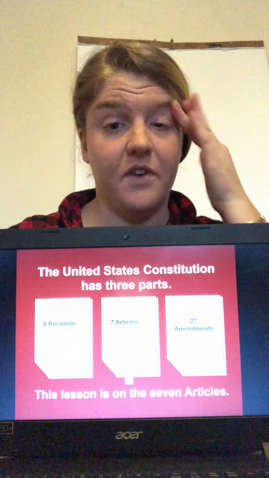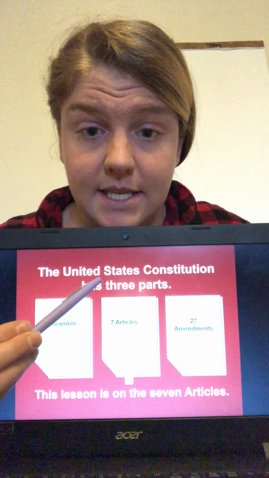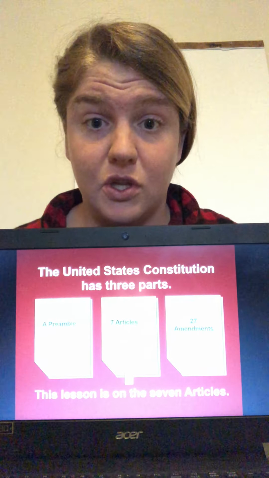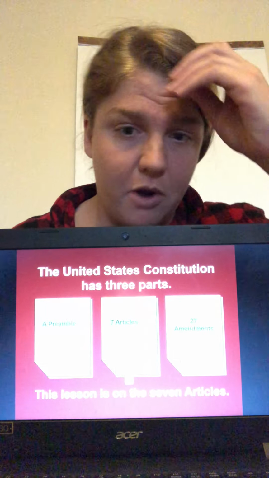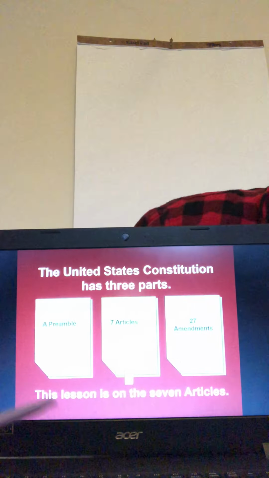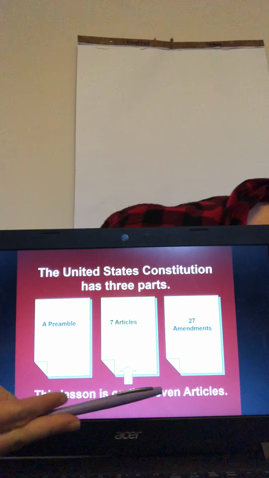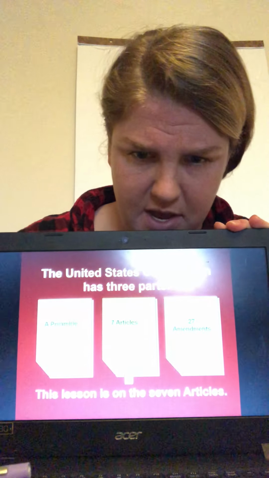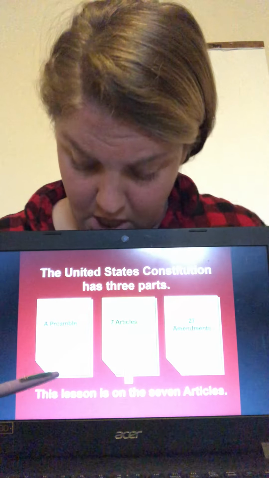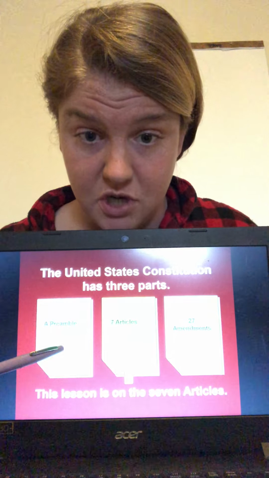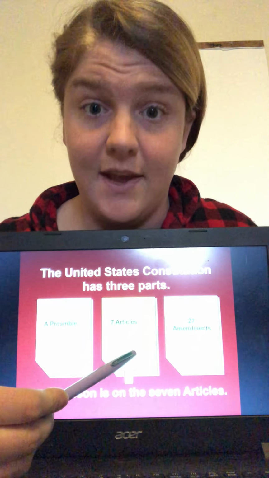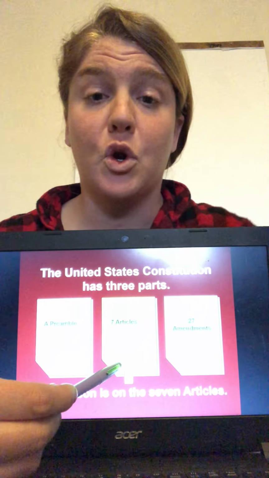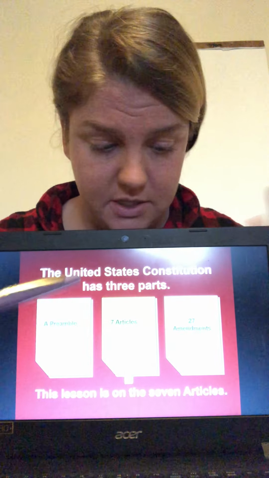All right, so the first slide: the United States Constitution has 3 parts. So that's 3 groups, 3 parts. This lesson is on the 7 articles. The other day you learned the preamble, which is the introduction. Today we're going to learn the 7 articles, siete. So the 7 groups are one of the 3 parts.